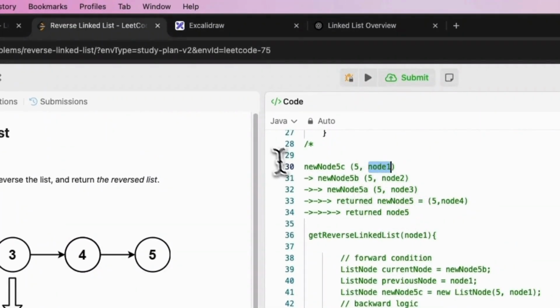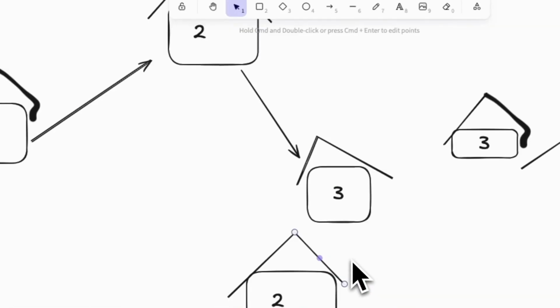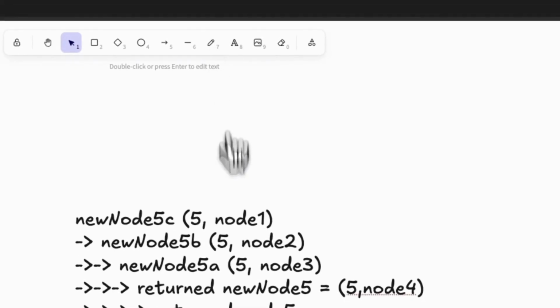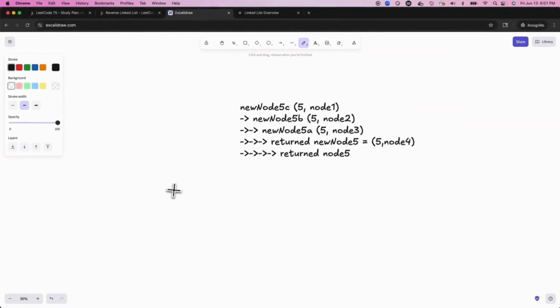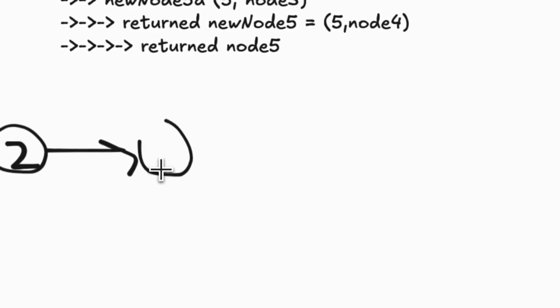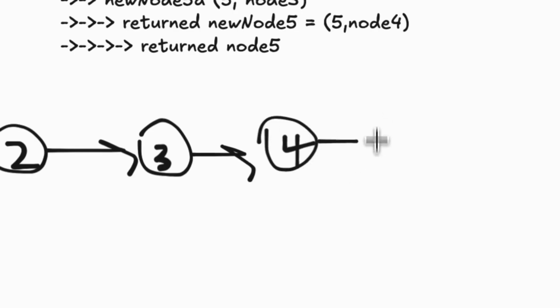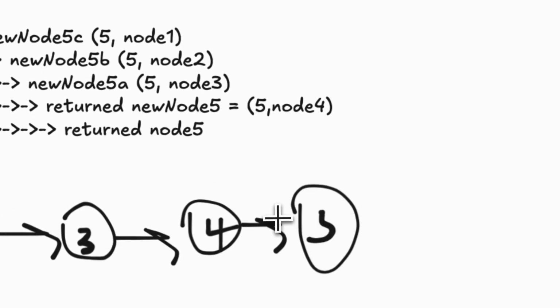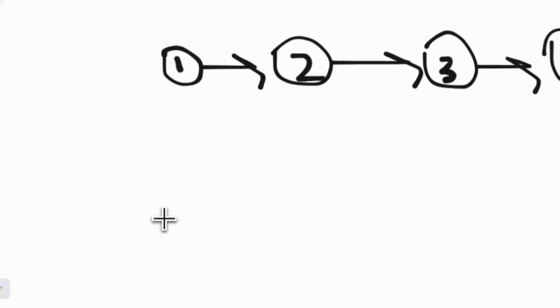And then, so if I copy paste this in Excalidraw, what happens? Let's see. Okay, let me draw this. So please excuse my drawing. I'm trying to be a bit fast here. So the new node 5c we have. So initially we had 1, we had 2, we had 3, we had 4, and then 5. The new 5c node, it has a value equal to 5 and it is pointing to 1.